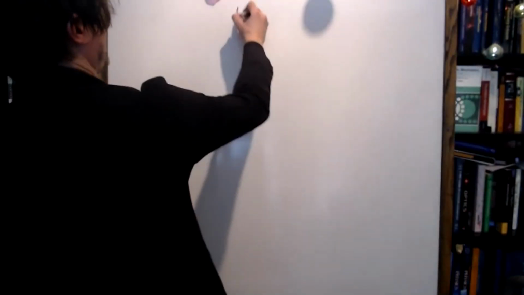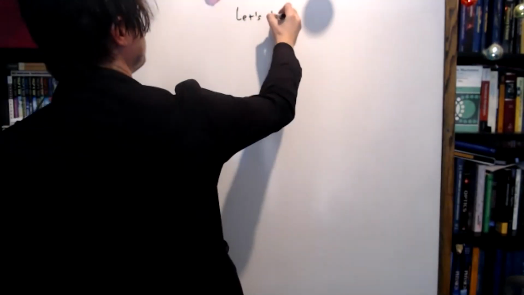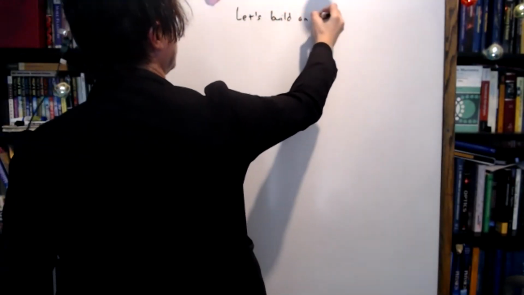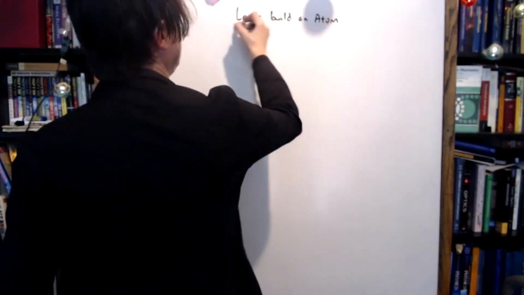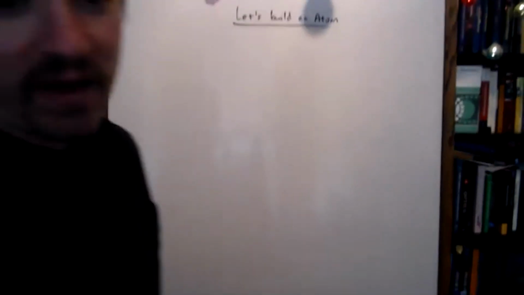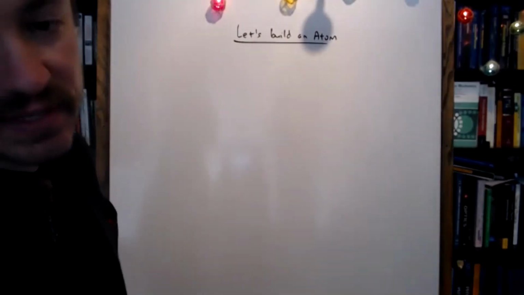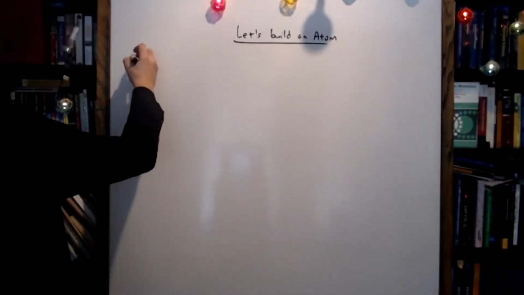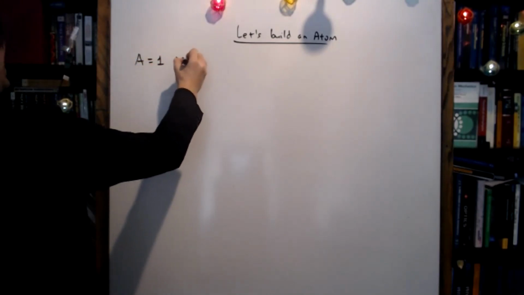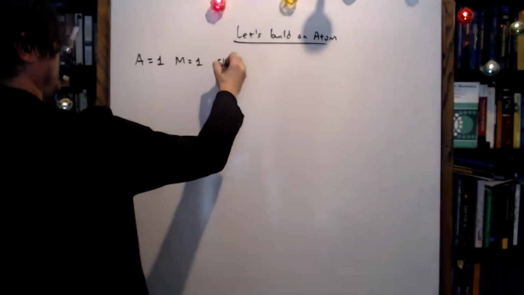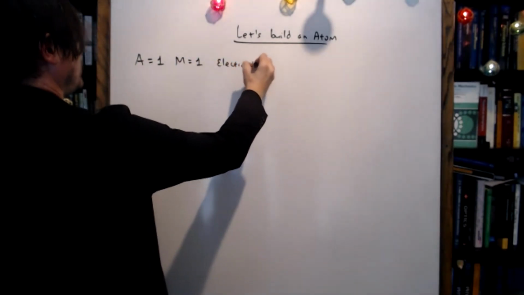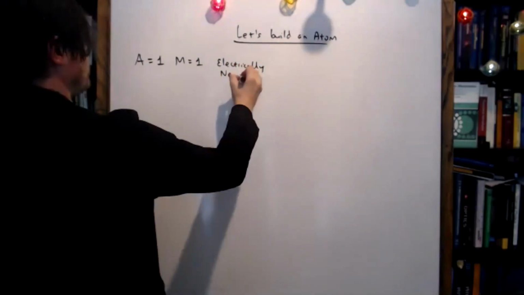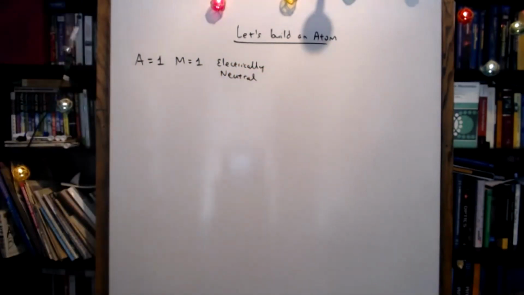It's delicious. Okay, let's build an atom. It's a game to help me make sure that you understand what I'm talking about. Okay, so this atom has an atomic number of 1, it has a mass number of 1, and it's also electrically neutral. Who can tell me what this atom looks like?